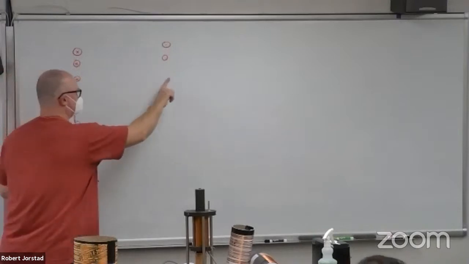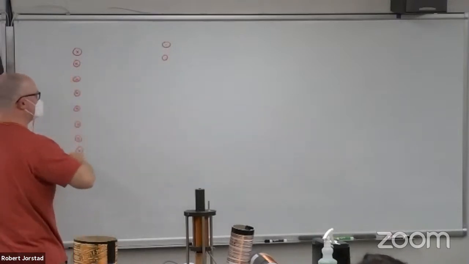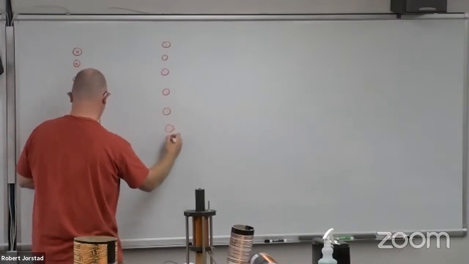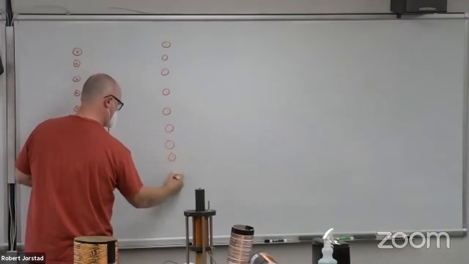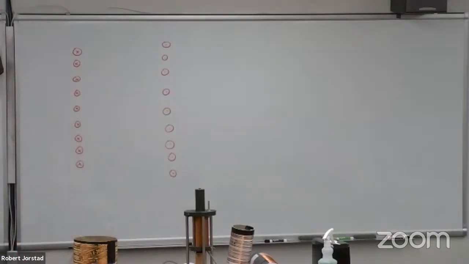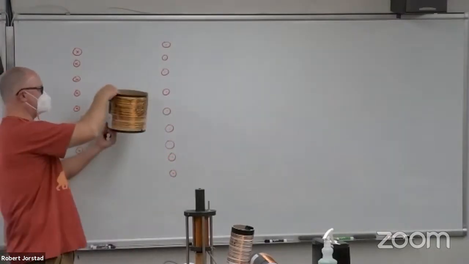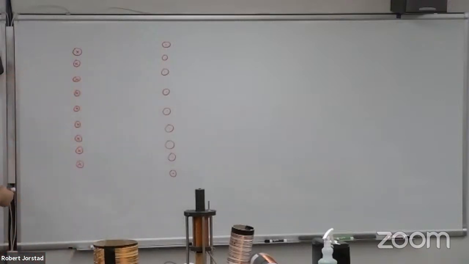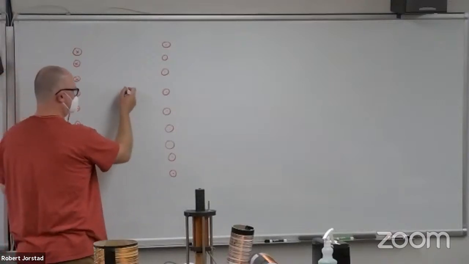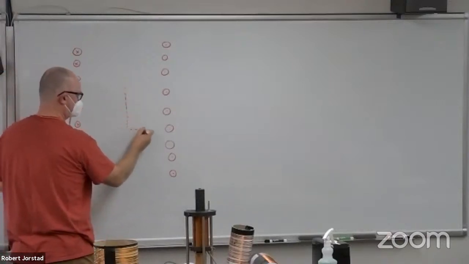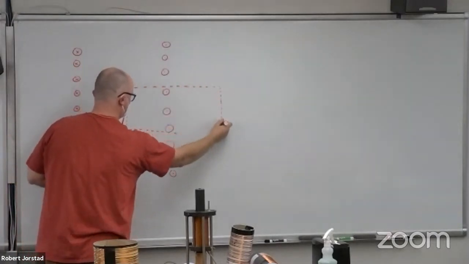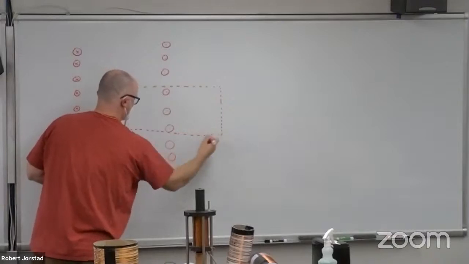Is that kind of making sense visually, what I'm trying to draw here? Let me just get this done. Something like that. I think that's approximately right. So again, that's just one of these things, and it's the current going into the page on one side, out of the page on the other. Now in this case, I'm going to draw an Amperian loop.